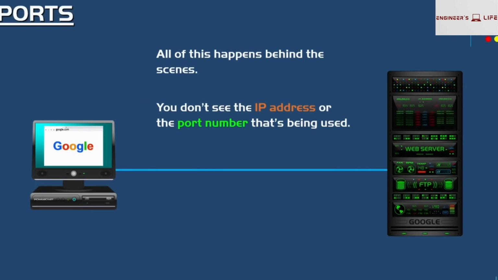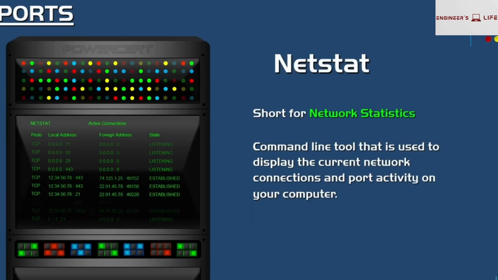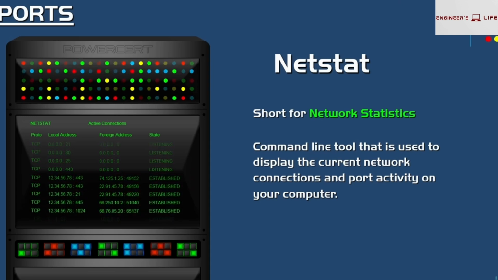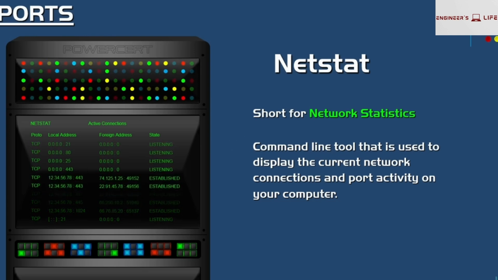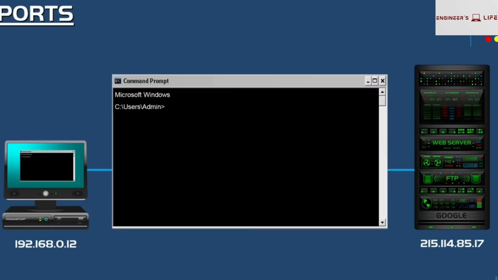However, there is a way that you can see it, and that is by using the netstat utility. It's a command line tool that is used to display the current network connections and port activity on your computer. Netstat is available on various operating systems, but in my example, I'm going to be working on a Windows computer. So at a command prompt, you type in netstat, and then we're going to also use a -n subcommand, so we can see the actual port number, and then we'll press enter.